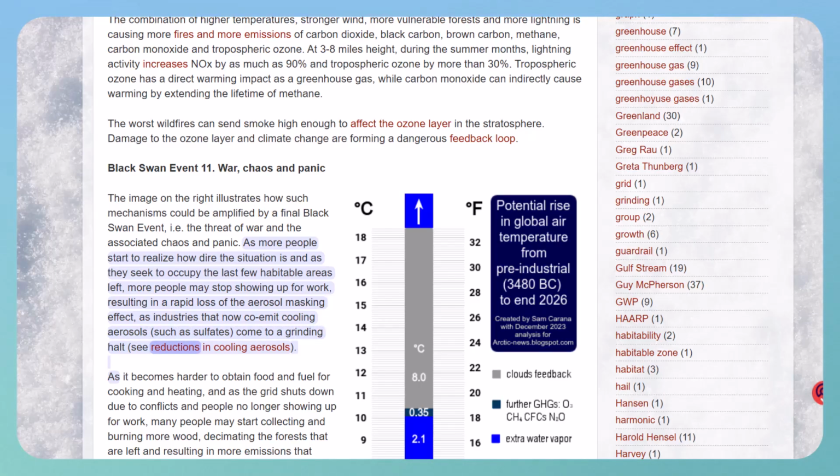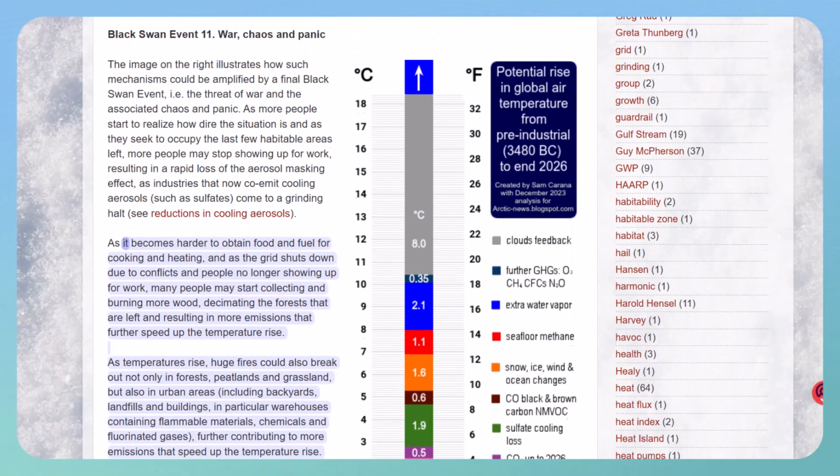See reductions in cooling aerosols. As it becomes harder to obtain food and fuel for cooking and heating, and as the grid shuts down due to conflicts and people no longer showing up for work, many people may start collecting and burning more wood, decimating the forests that are left and resulting in more emissions that further speed up the temperature rise.